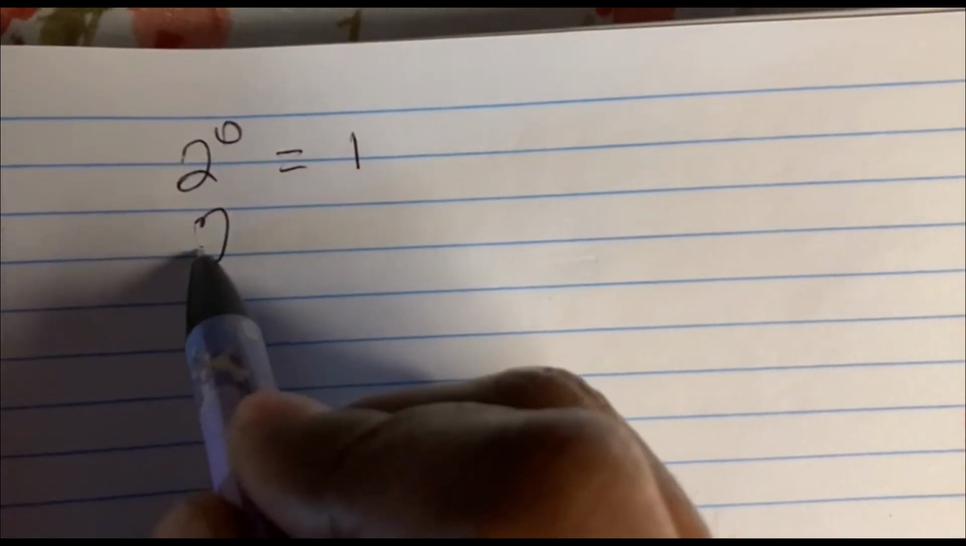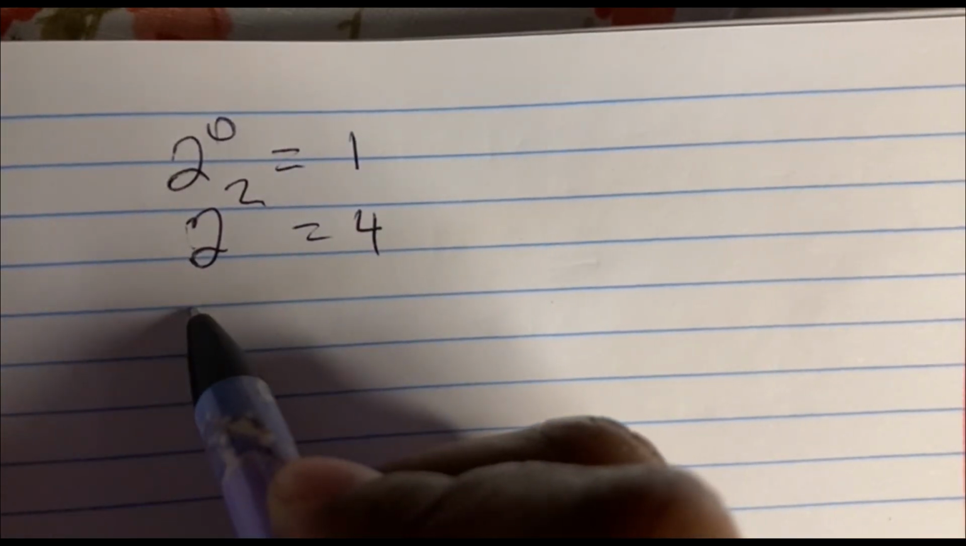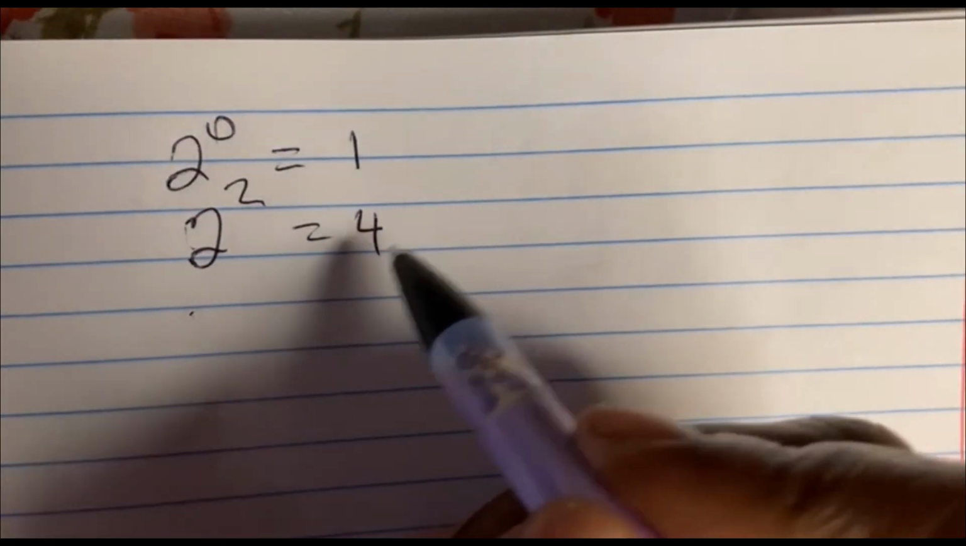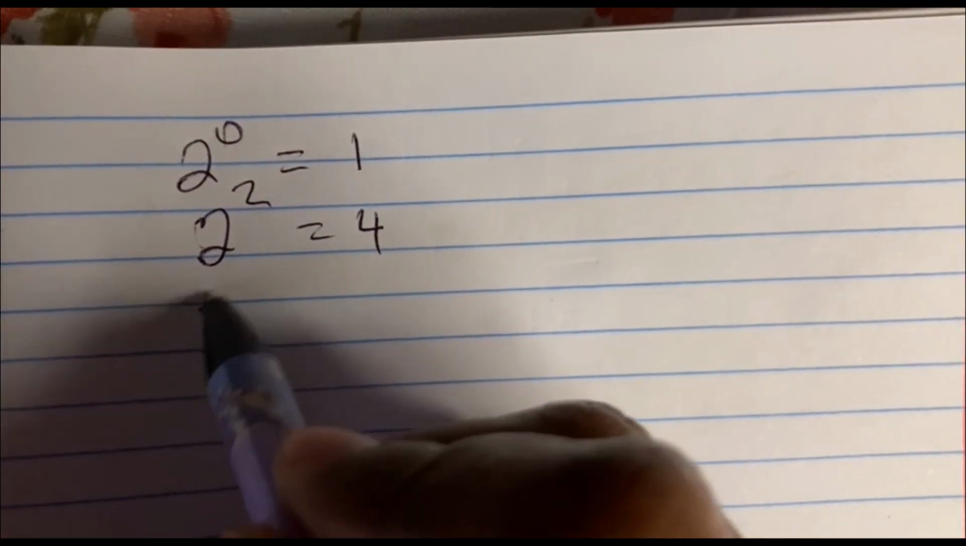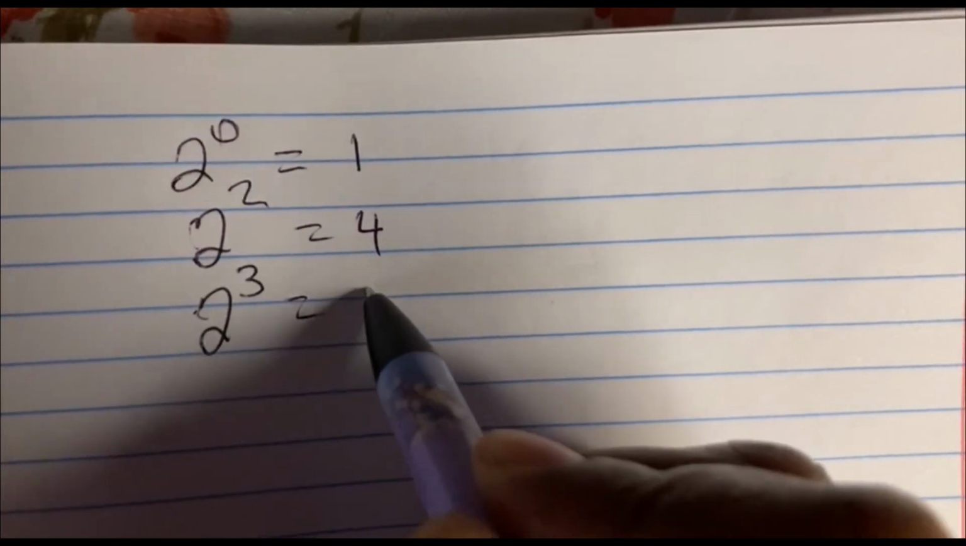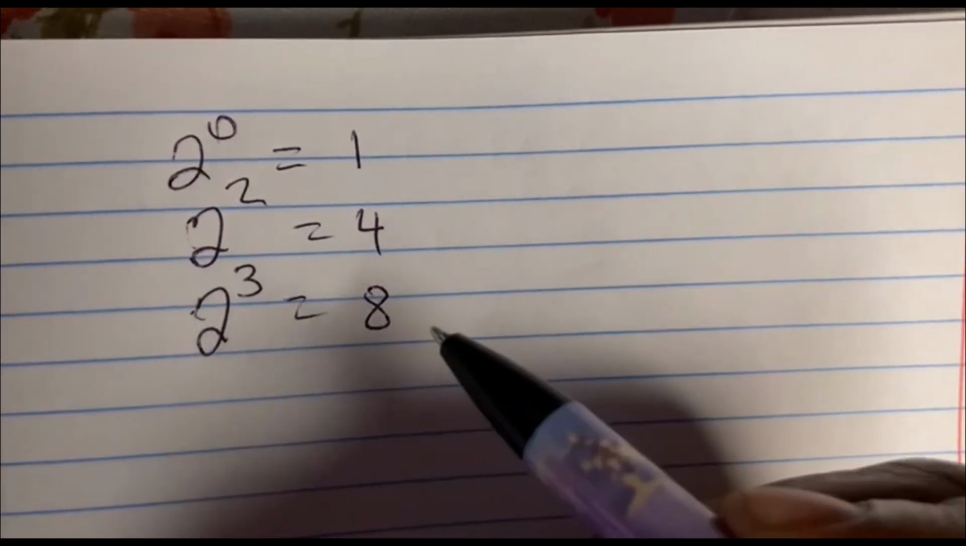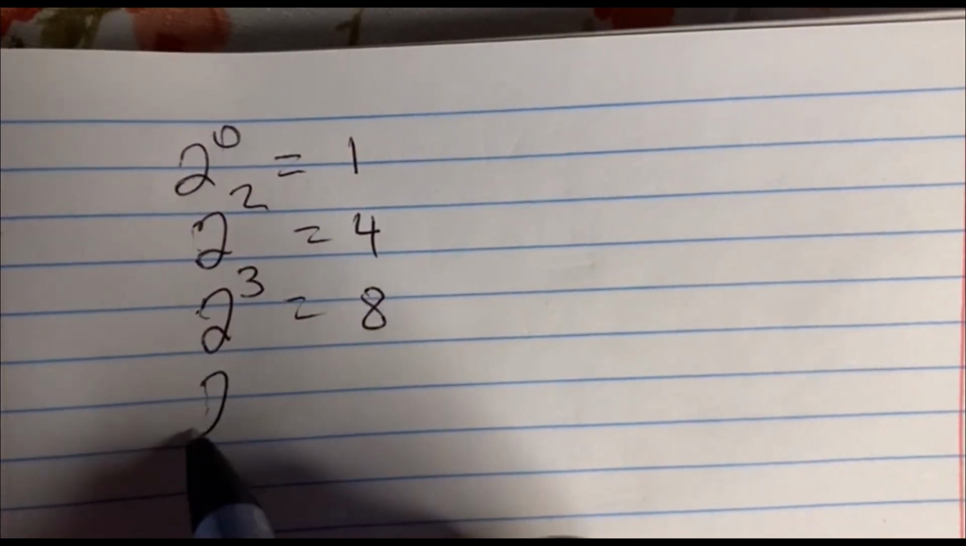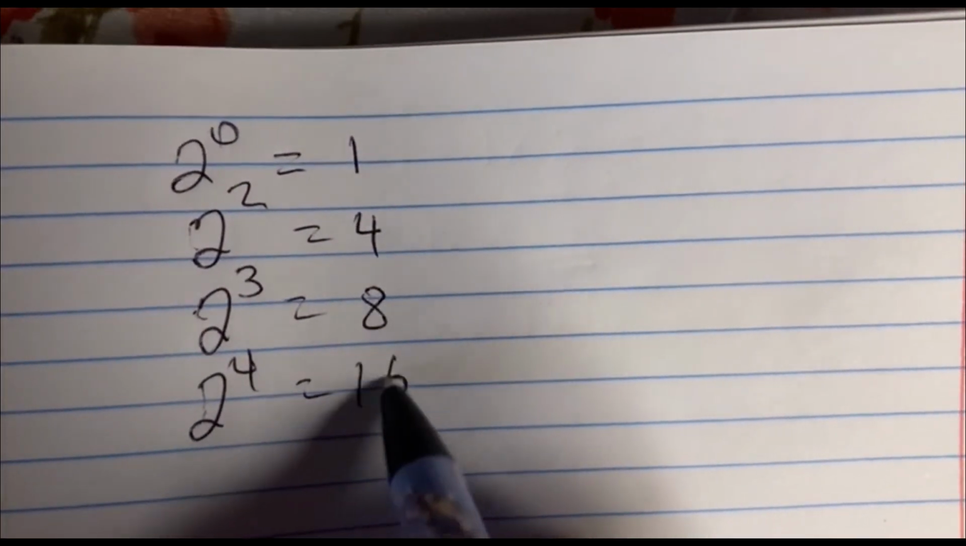Before we continue with the decimal to binary digits, let's see, for our convenience, 2 to the power of 0 is always 1. Any number to the power of 0 is 1. 2 to the power of 2 will be 4. 2 to the power of 1, I missed, 2 to the power of 1 is 2. 2 to the power of 3 is 8. So we continue multiplying by 2. 2 to the power of 4 is 16.